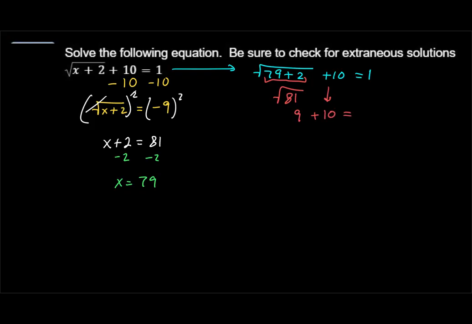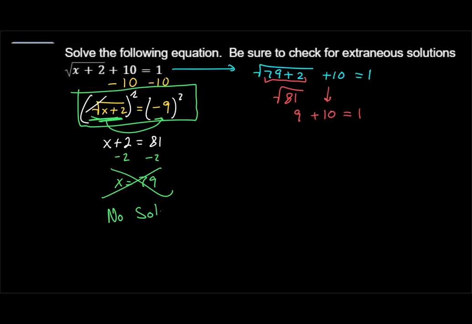9 plus 10 is not 1. So what threw this off? Well, this line right here is what throws it off. The square root of something never produces a negative value when we're talking about the principal square root. So the square root sign written already. So since 79 doesn't actually work, it's an extraneous solution, and once again, we have no solution.